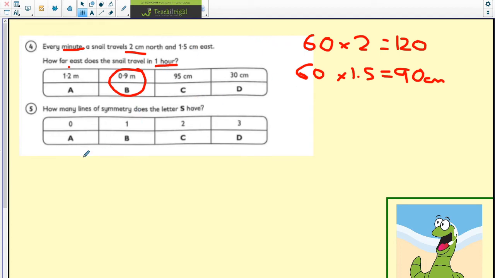Number 5, how many lines of symmetry does the letter S have? So on that one, we have to think it's got rotational symmetry, but I don't think there are any lines of symmetry at all. So my answer for this one is 0. No lines of symmetry. Because I couldn't fold it in half, I couldn't fold it across, I couldn't fold it sideways or sideways. So I checked all my directions.